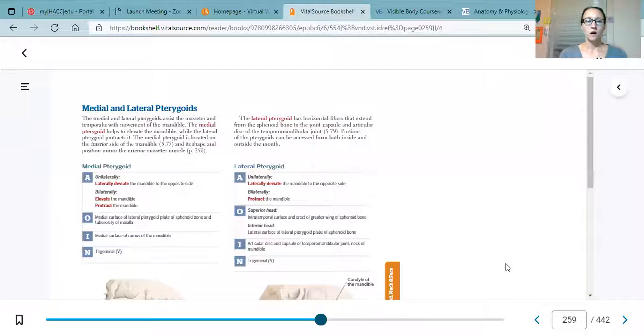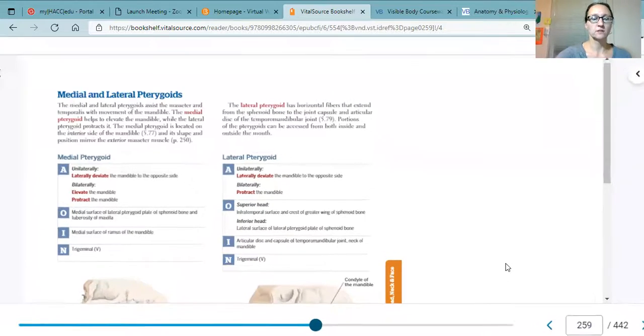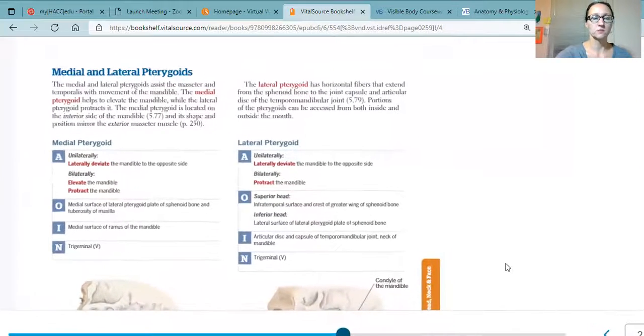Hi everyone, this video is medial and lateral pterygoids. So we're going to get started with the screen share. This is page 259 in your book. Here we go. All right, medial and lateral pterygoids. I'll get these to be a little bit bigger here.